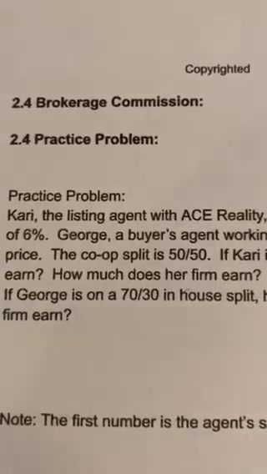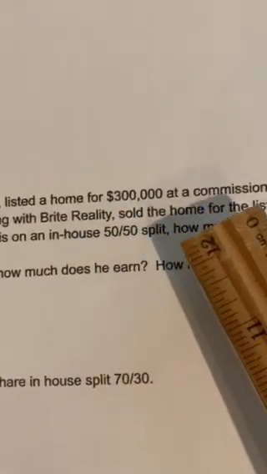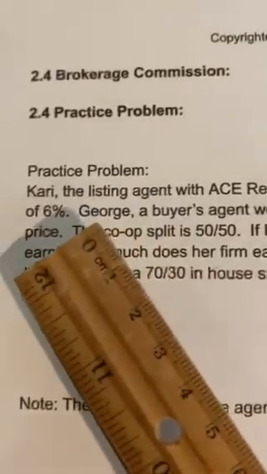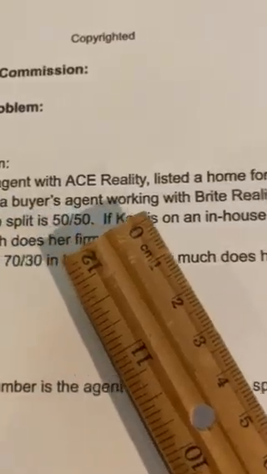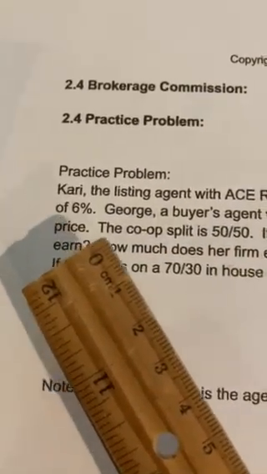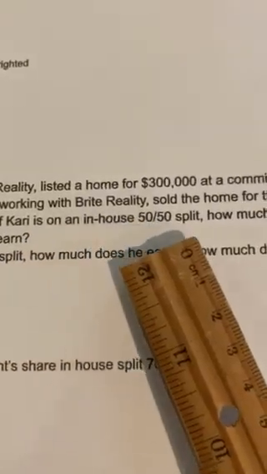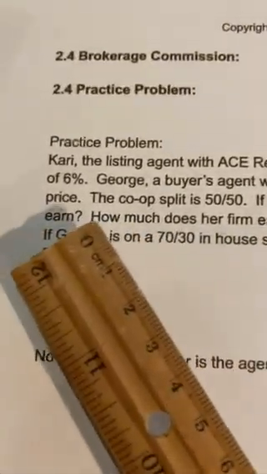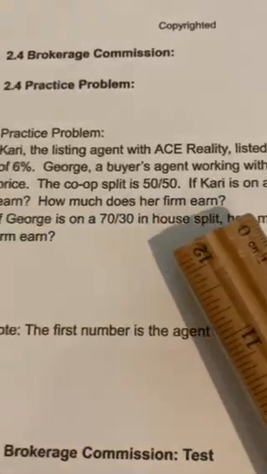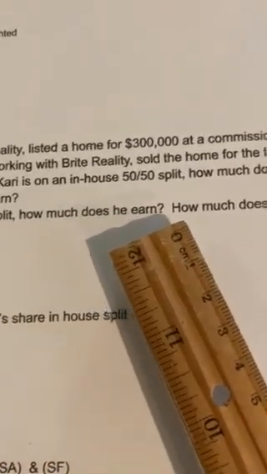The practice problem: Carrie, the listing agent with ACE Realty, listed a home for $300,000 at a commission rate of 6%. George, a buyer agent working with Bright Realty, sold the home for the listed price. The co-op split is 50-50. If Carrie is on an in-house 50-50 split, how much does she earn and how much does her firm earn? If George is on a 70-30 in-house split, how much does he earn and how much does his firm earn?